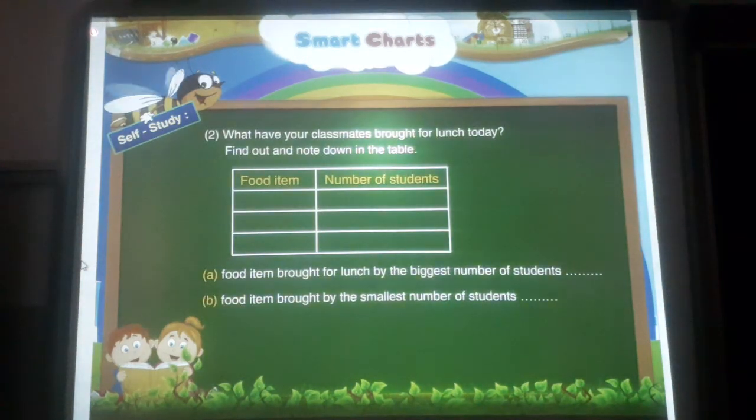Second activity. What have your classmates brought for lunch today? Find out and note down in the table. The first column is food item and the second column is the number of students. After filling the columns, write the answers for the following. 1. Write the name of food item brought for lunch by the biggest number of students. 2. Write the name of the food item brought by the smallest number of students.